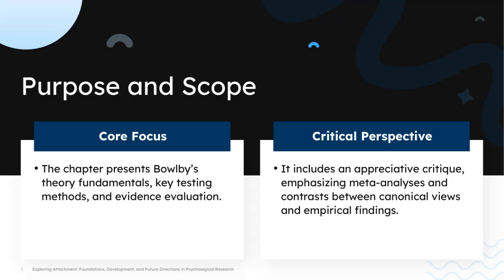This slide highlights the two main purposes of the chapter. First, it lays out the core focus by presenting the fundamentals of Bowlby's attachment theory, along with the key methods used to test these ideas and evaluate the evidence. This helps new scholars build a solid foundation in understanding the theory. Second, it offers a critical perspective through an appreciative critique, which contrasts the traditional, canonical views with what empirical research actually shows, paying particular attention to meta-analyses. Together, these points ensure that we gain both a clear understanding and a thoughtful evaluation of attachment theory research.